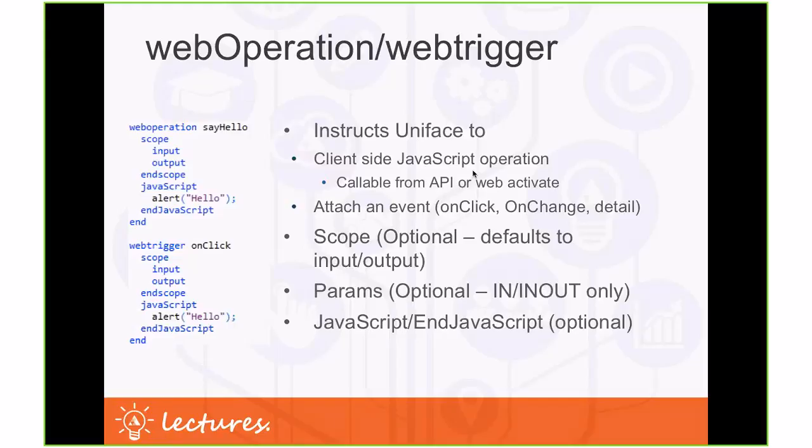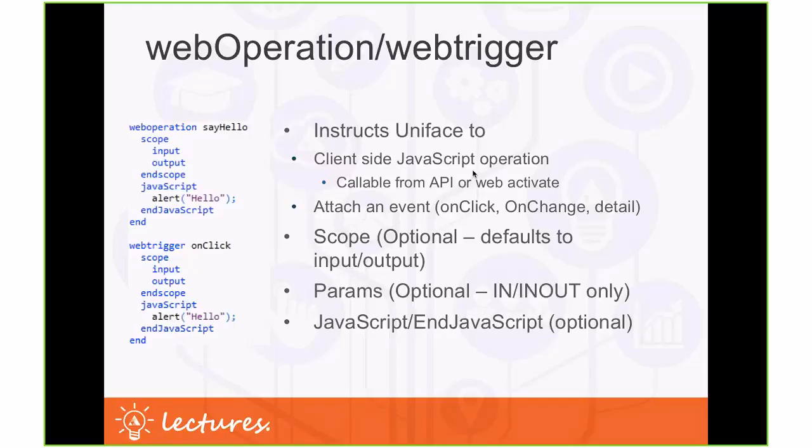A web trigger will cause Uniface to bind an event to an object in Uniface. You can then have a scope, it's optional. If you don't put it in, it's both input and output. Input and output will define the direction of data that will flow between your application and the operation. Okay, so an input will package up the information which is within the DSP and transmit it, and output means that the operation will return data which will then be deconstructed and placed into your component on the return.